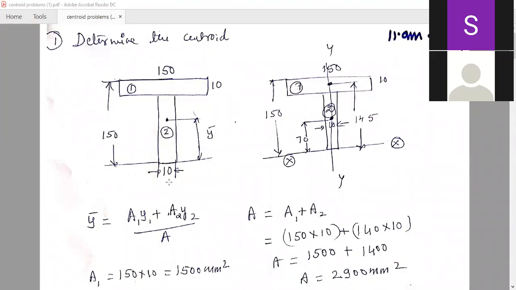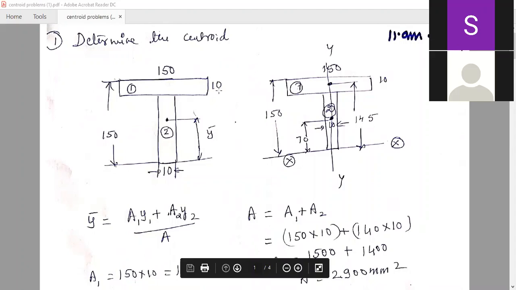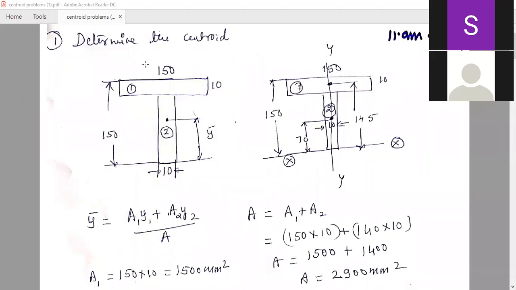Okay. First step. Given a composite section, we have to see how many simple geometrical shapes we can see. Where you know the centroid, we have the simple geometrical shapes like circle, rectangle, triangle, semicircle, quadrant. These are all the simple geometrical shapes. So here, how many shapes can you see? In the given composite area, you can see only the rectangles, two rectangles.